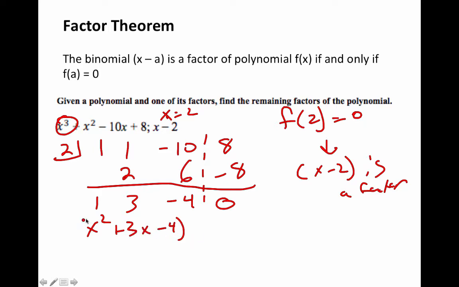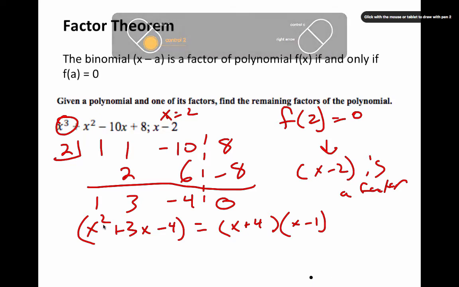So what we're going to do next is factor this thing. What do you multiply together to get negative 4 and add together to get 3? I think it's x plus 4, and I think it's x minus 1. So we're back to factoring, which is some of the most fun you can have in math class.